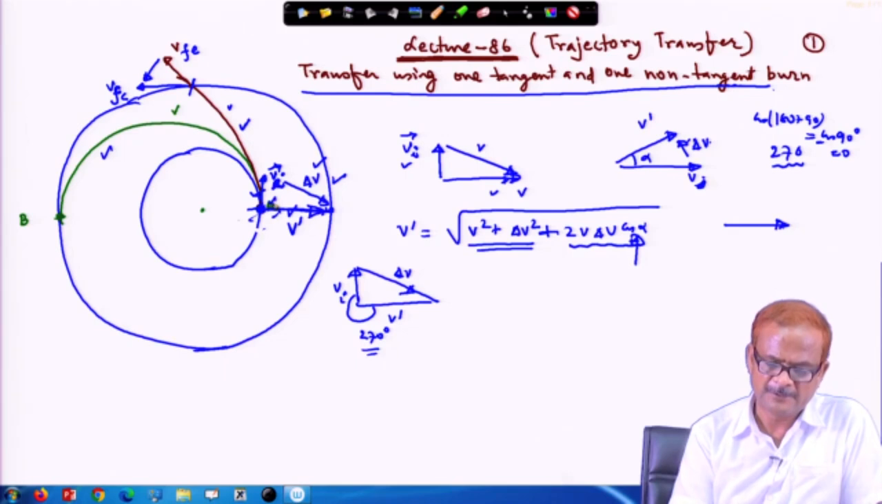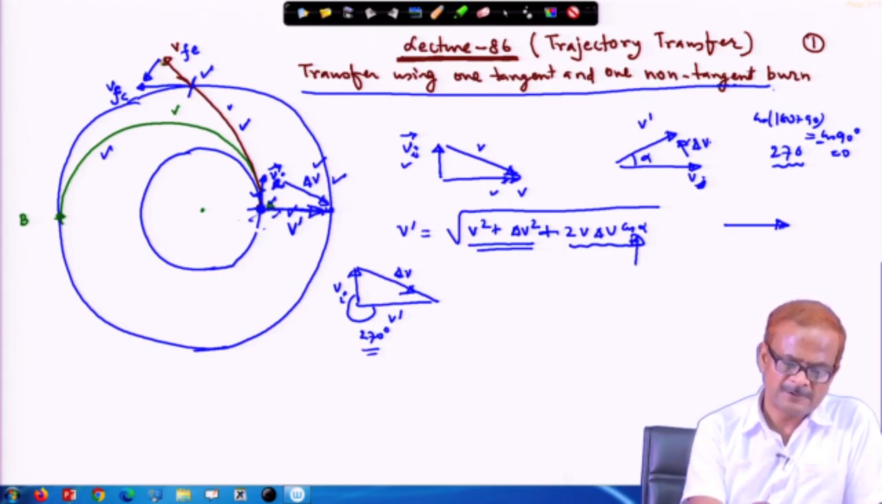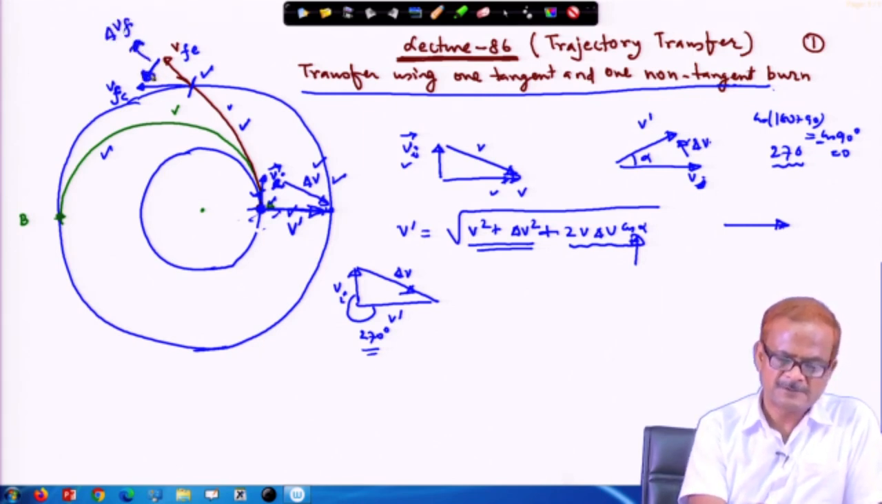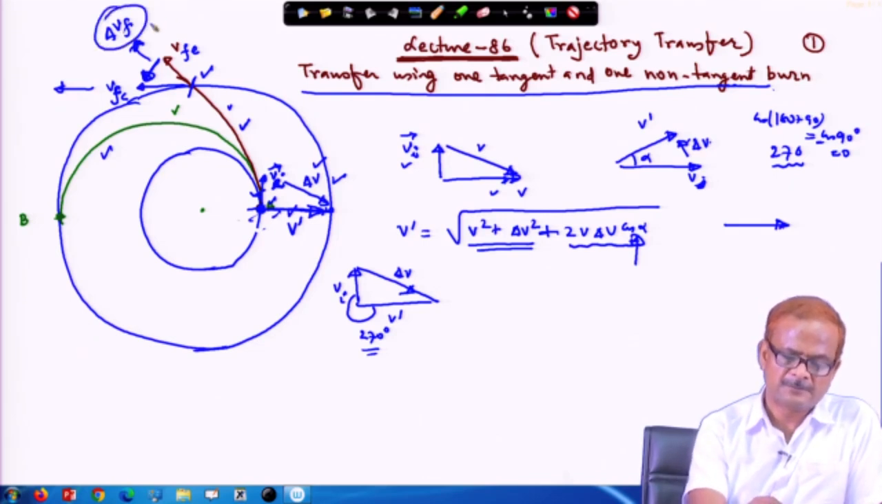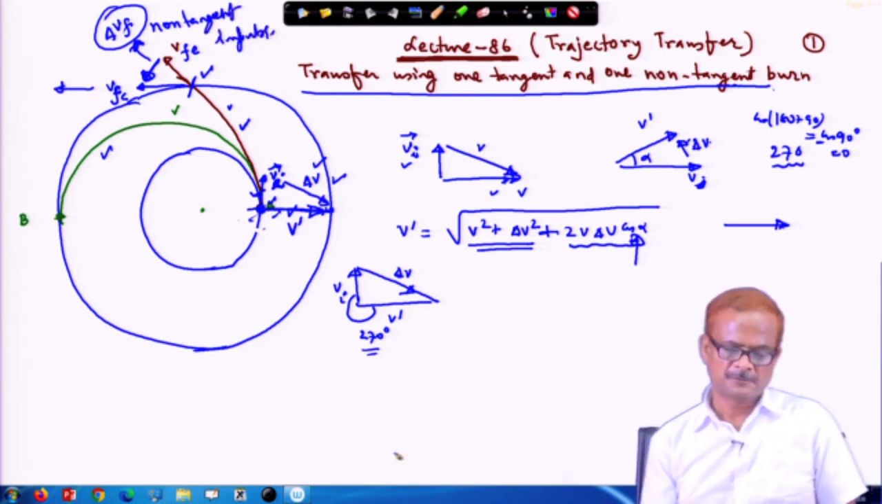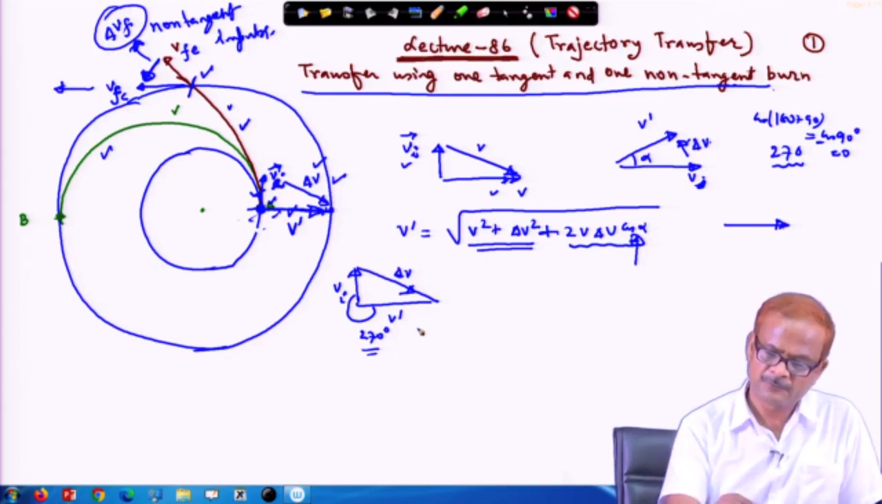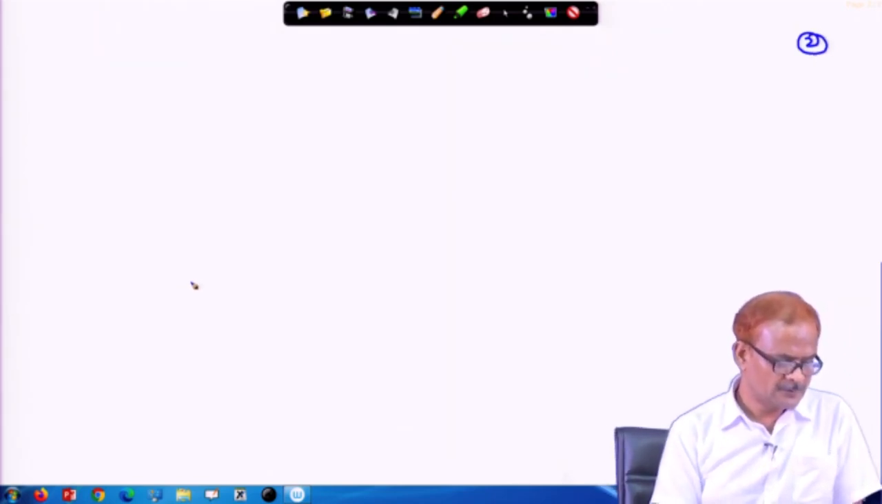you give one tangent burn here and one non-tangent burn here. This is why it is non-tangent: this delta V f required here is not along Vfc, it is not along this direction, and therefore this is called a non-tangent burn. This is what we are going to do in this lecture. Again, I will provide you the written material for this particular part, and we quickly do this part here.